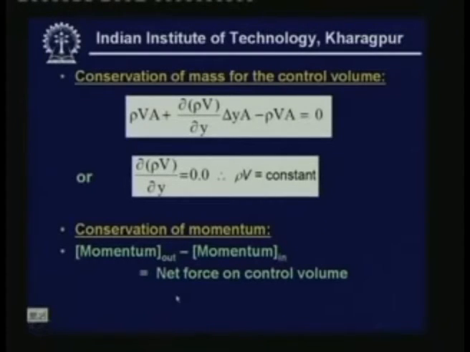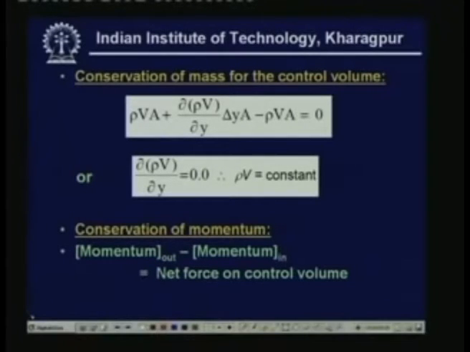Now we apply the conservation of mass for the control volume. The conservation of mass, as we have seen earlier, is nothing but a mass balance, and since we assumed the flow to be steady, you do not have the time terms here. This entire term is the mass flow rate at the exit of the control volume, and this is the mass flow rate at the inlet. In steady state, whatever mass is entering the control volume must leave the control volume; that is the statement of conservation of mass for steady state.